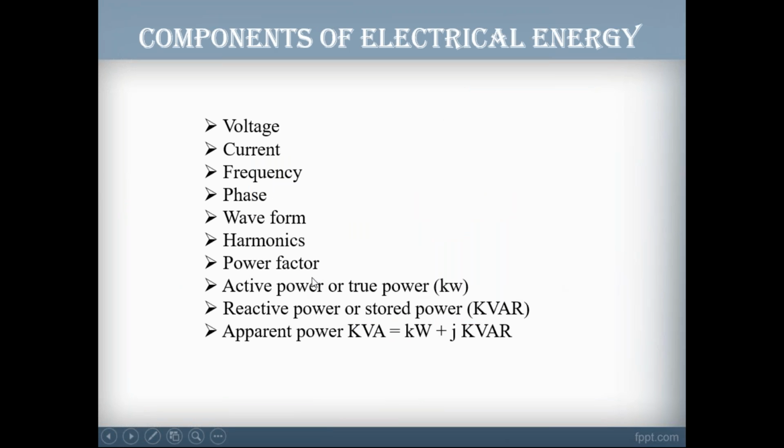The components and terms related to the transformer. Earlier we saw terms in generators and motors like armature, field winding, armature winding, line current. Similar types of words are used in the transformer also. Let me see what the terms are: voltage, current, frequency, phase, waveform, harmonics, power factor, active power, reactive power, and apparent power. Do you know what harmonics means?